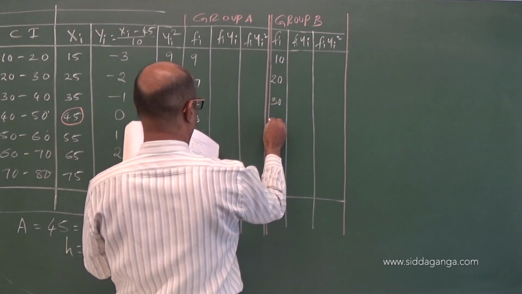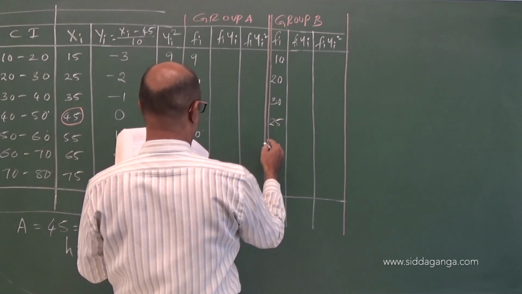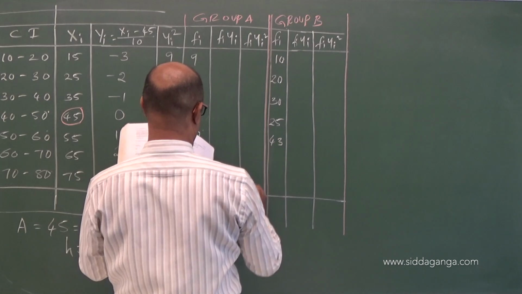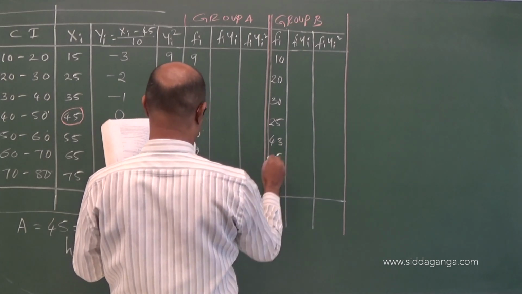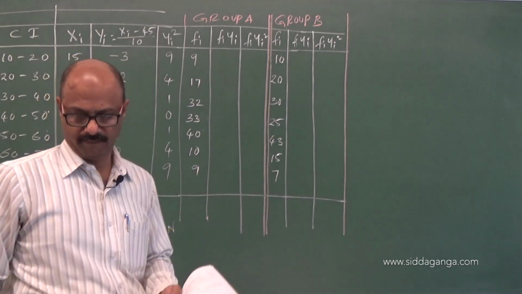next is 25, next is 43, next is 15, and next is 7, like this. Group B frequencies.